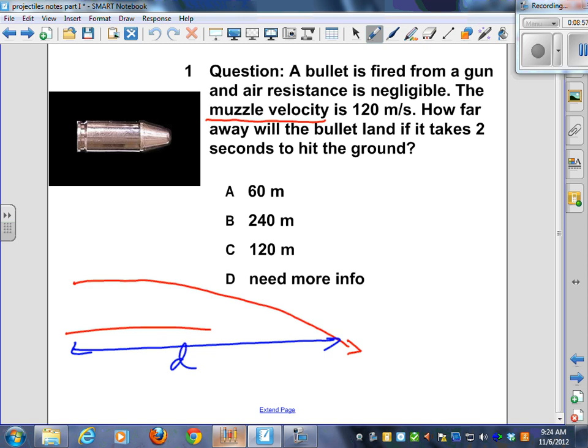So the horizontal component is 120. And it takes 2 seconds for it to hit the ground. How far away does it land?